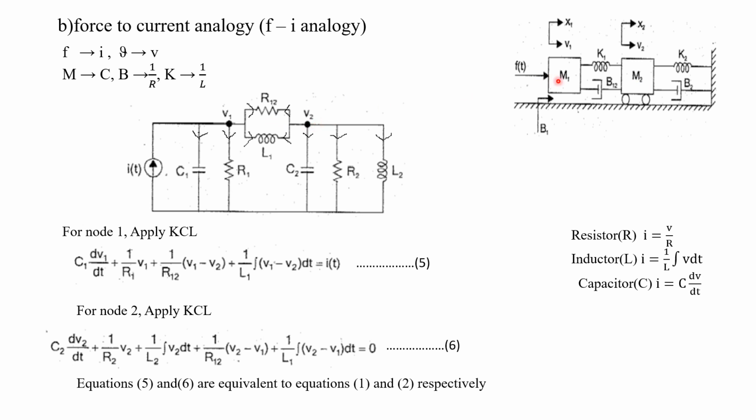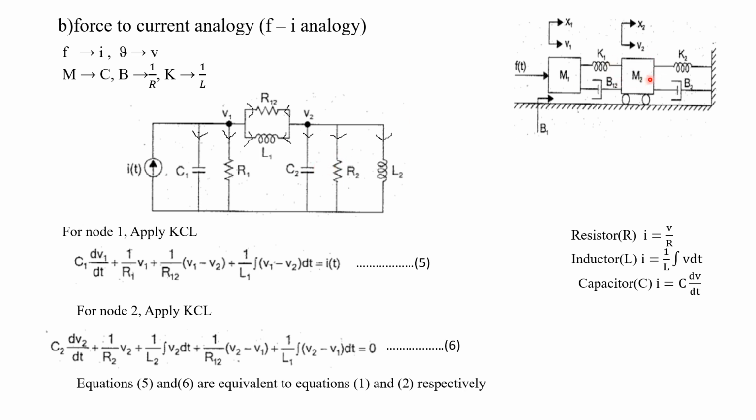Suppose if you are having a force here for mass M2, here you have to connect the current source, and the direction of current should be towards the node, like this. But here we are not having any force, so there will not be any current source here.